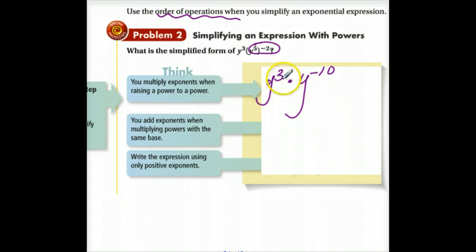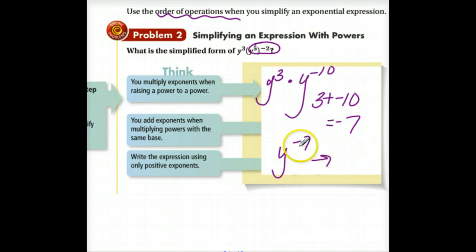Now I have two of the same bases with exponents. I can add these exponents. So 3 plus negative 10 is a negative 7. So y to the negative 7th power, which I can write with a positive exponent, 1 over y to the 7th power.